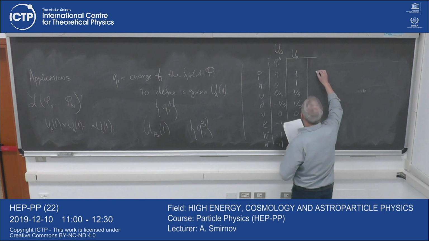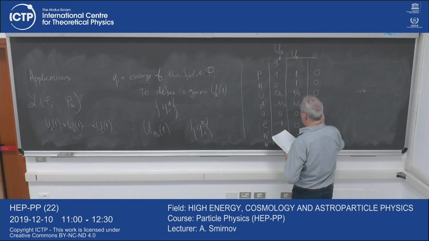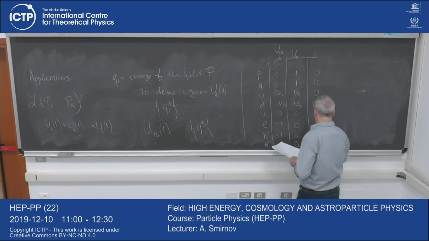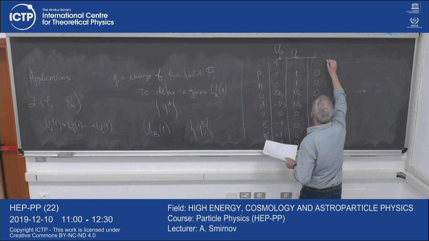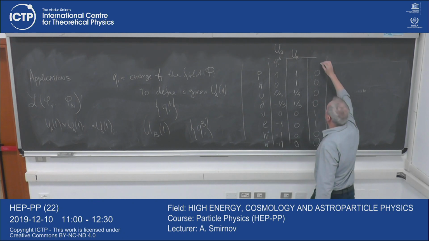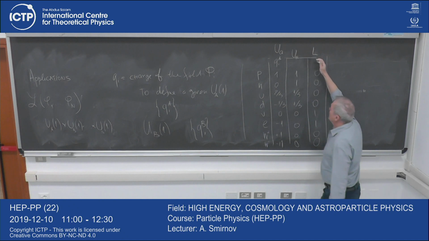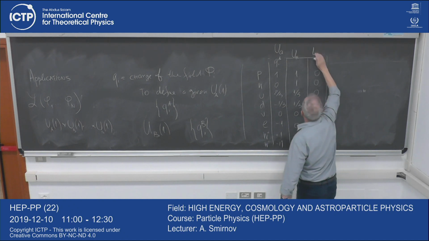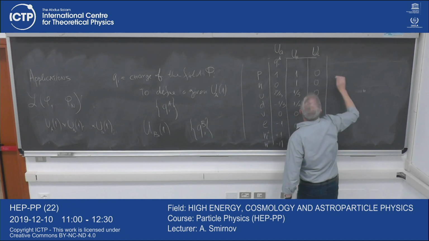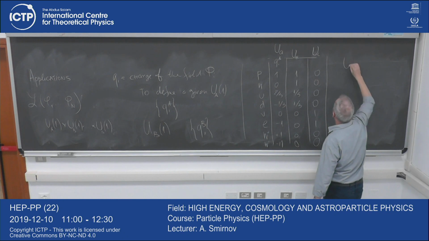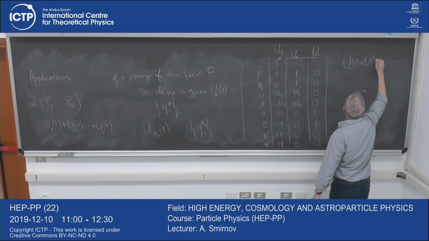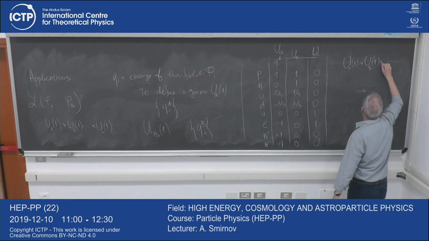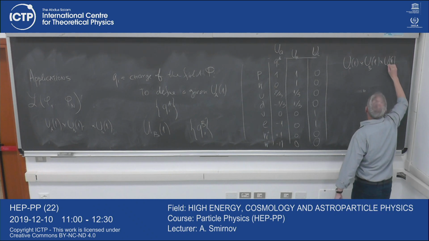Let me do another assignment: 0, 0, 0, 0, 1, 1, 0, 0. What is this? This is lepton number. And we see all the symmetries. I have another symmetry, U1 L. So the symmetry of my theory will be U1 Q times U1 baryon number times U1 lepton number.